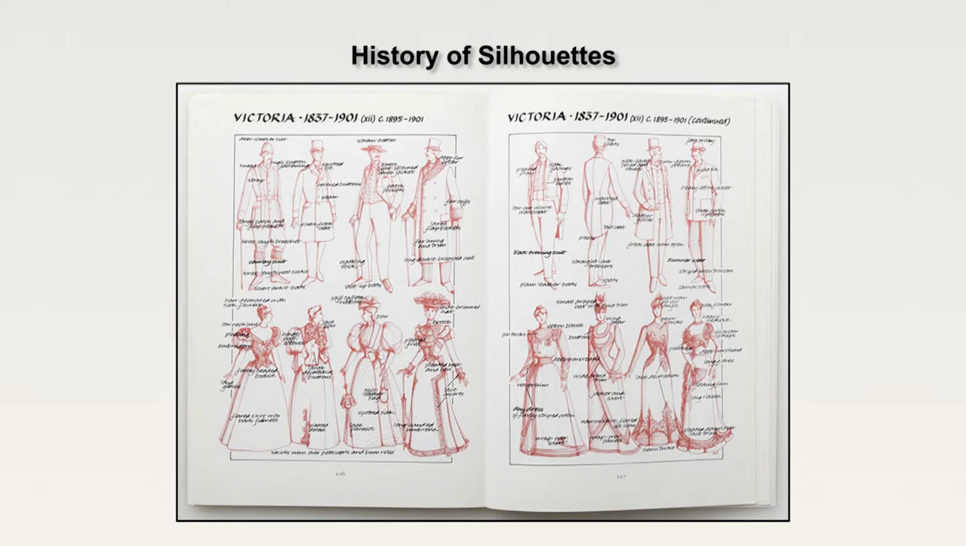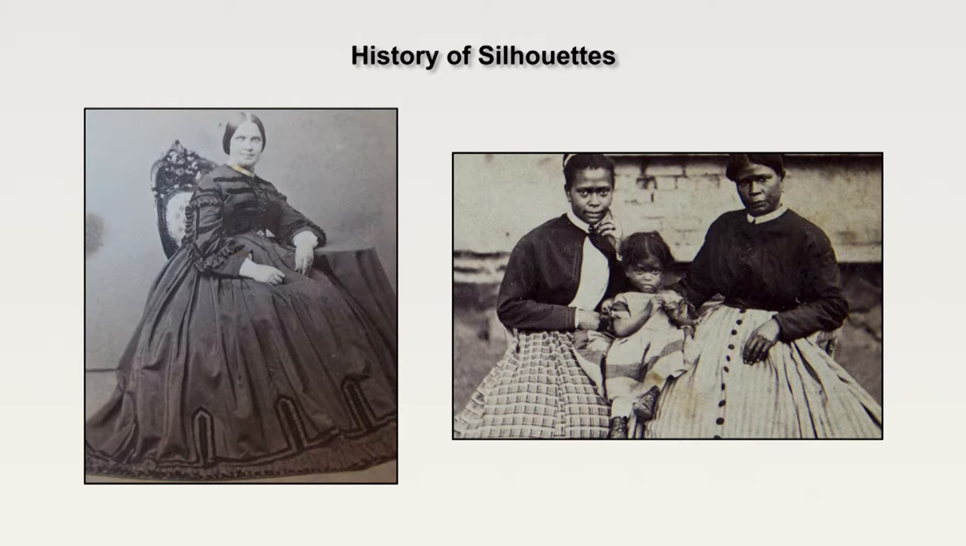Have a look at some of the men and women's silhouettes during the Victorian period. The photo on the left and the photo on the right show beautiful hoop skirt dresses.